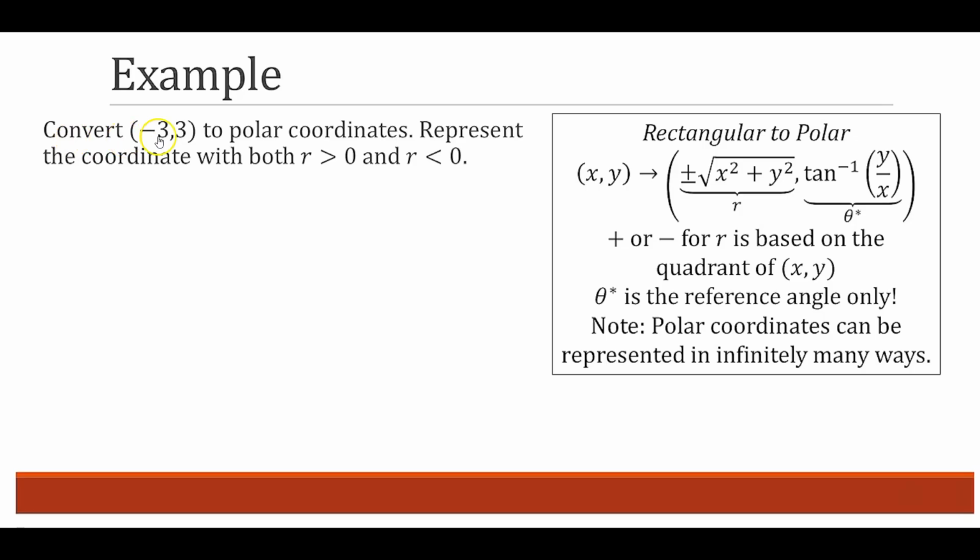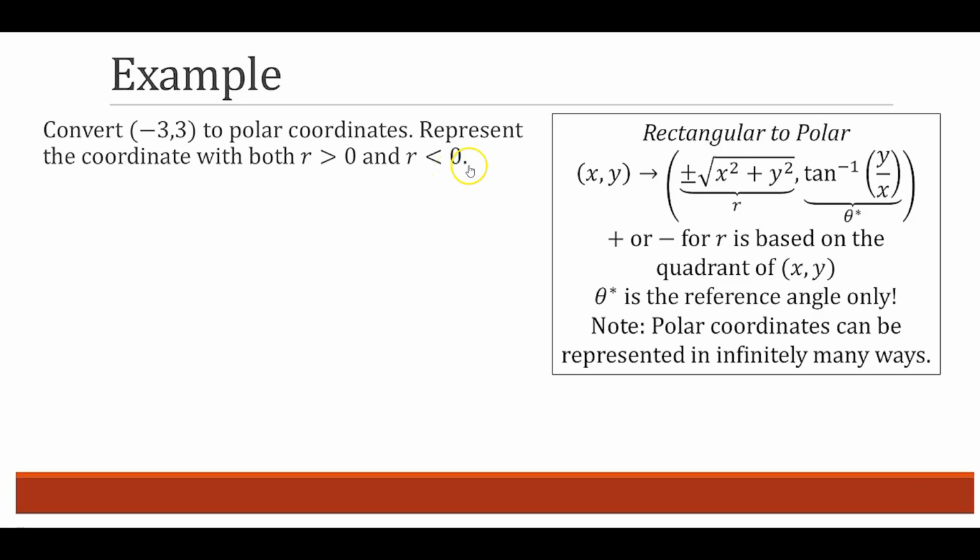In this example, we're going to go the other way around. We're going to convert negative 3, 3, a rectangular coordinate, to polar coordinates. But this can actually be done in more than one way. So we're going to represent the coordinate with both r as a positive value and r as a negative value.